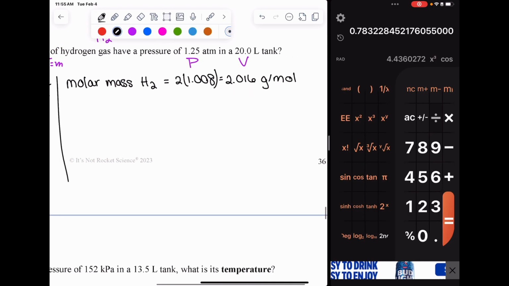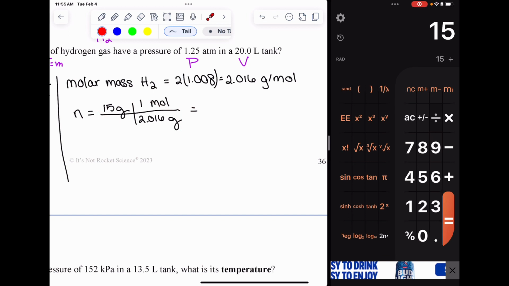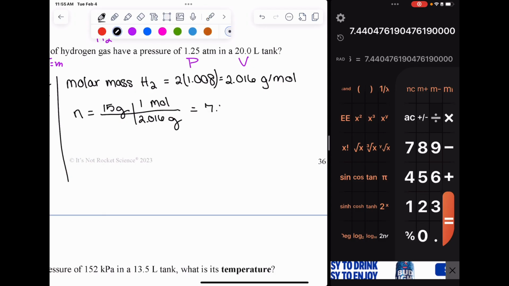So setting up a table for our number of moles, we are given 15 grams in this problem. We know whatever's on top, same thing goes on the bottom. So if I have grams here, I need grams here, and we're going to change that into 1 mole. Now here we have top and bottom, so we need to divide 15 by 2.016. And that is 7.44 moles of hydrogen gas.